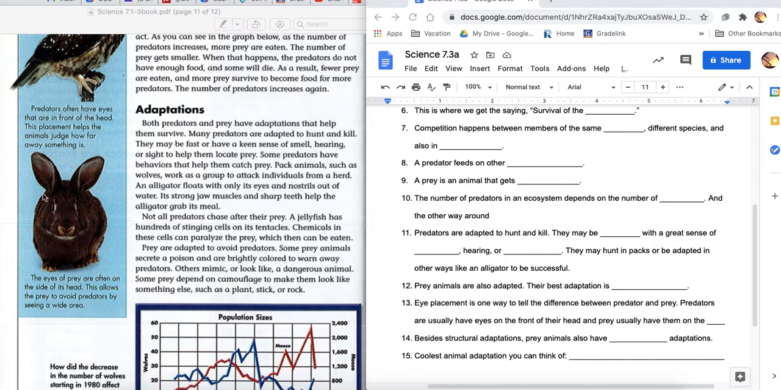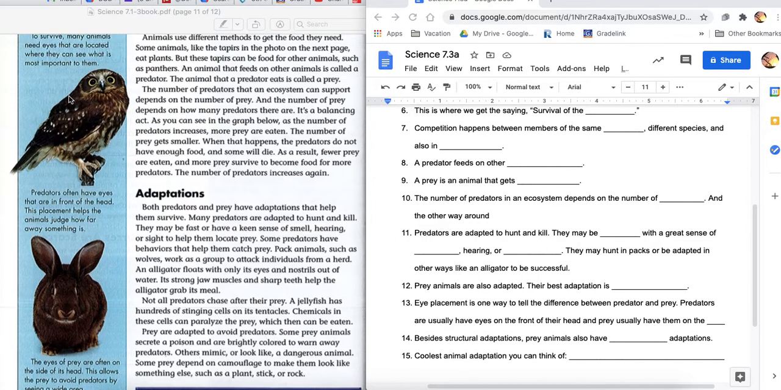You and I cannot see 360 degrees. We can't even see 180 because our eyes are forward. So we see out the sides at an angle like that, guys. So 13, eye placement is one way to tell the difference between a predator and prey. Predators usually have eyes in the front of their head. Prey usually have them on the side.